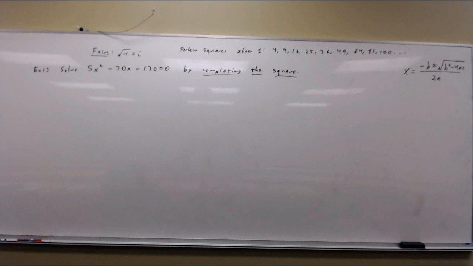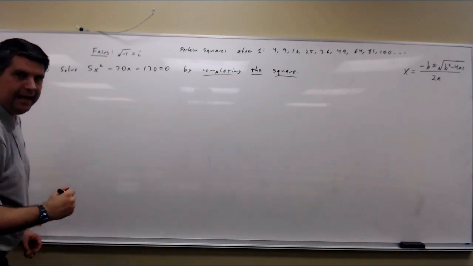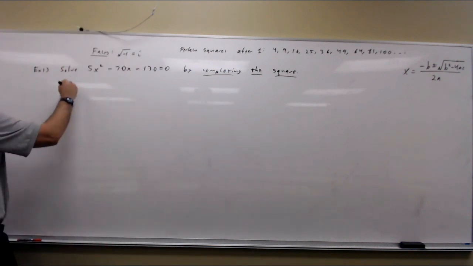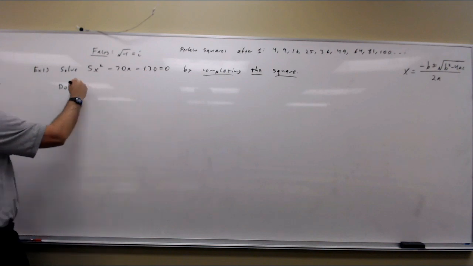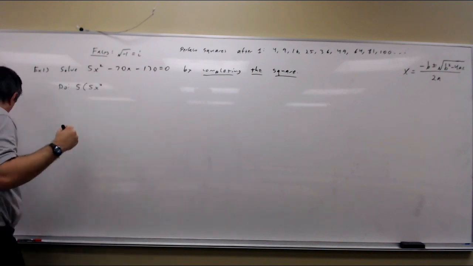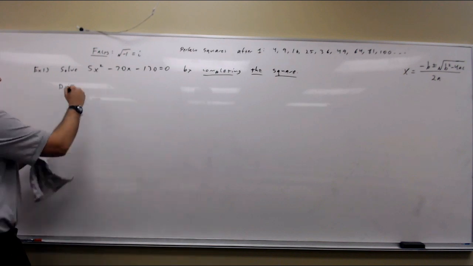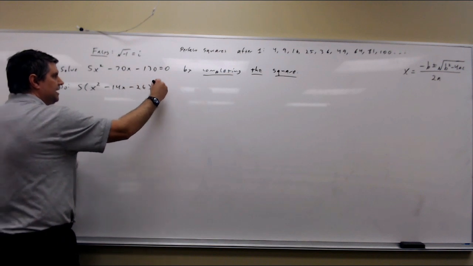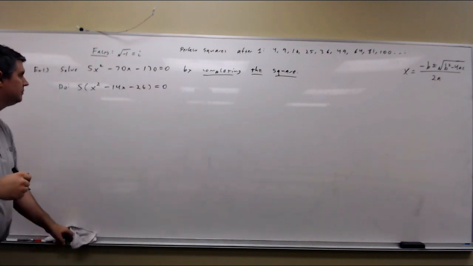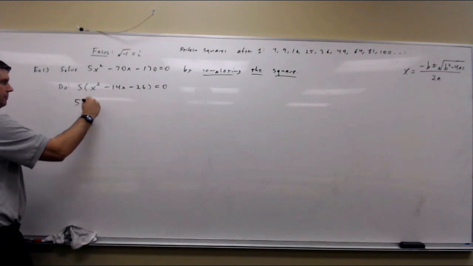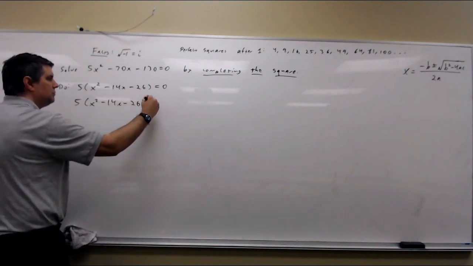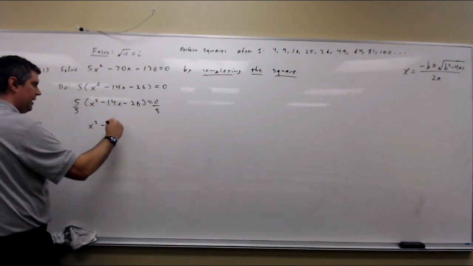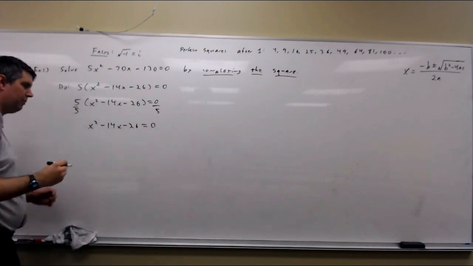Okay? So what you're going to do here is divide off that 5 that's common to all three of the terms. Sorry, factor out that 5. That gives me x squared minus 14x minus 26 equals 0. Then you'll divide it off.